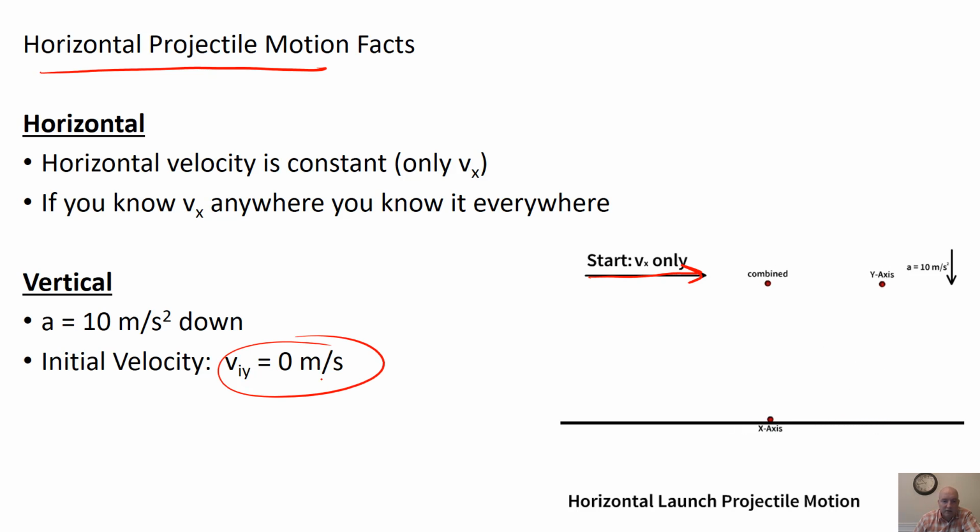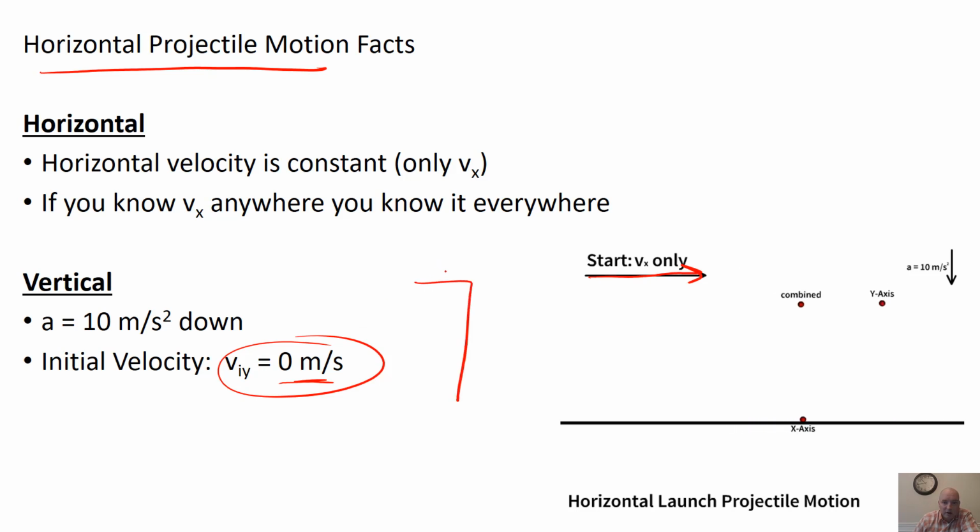Now, don't confuse it if I take your class into the next level and we go into angular problems. You're not going to be able to use some equations or versions of equations that we may use in this unit, because this might not be the case. But all these problems in this unit are horizontal projectile motion. They're all going to start with only a Viy of 0.